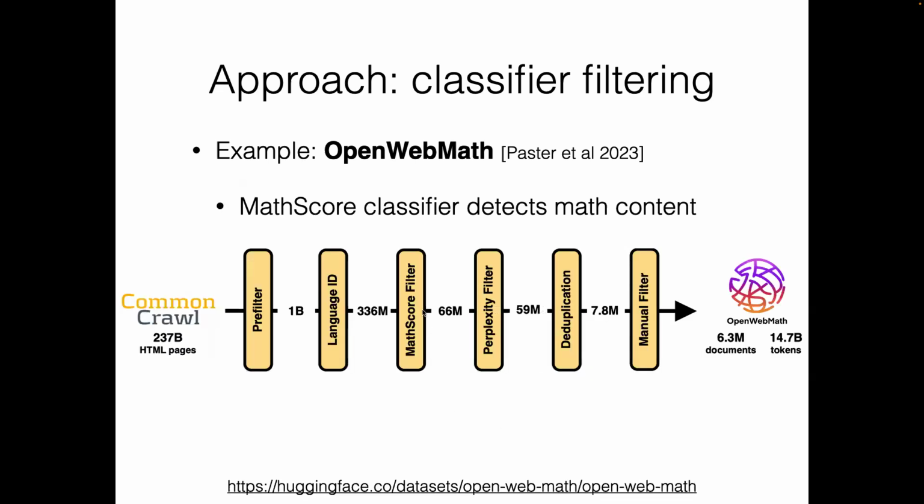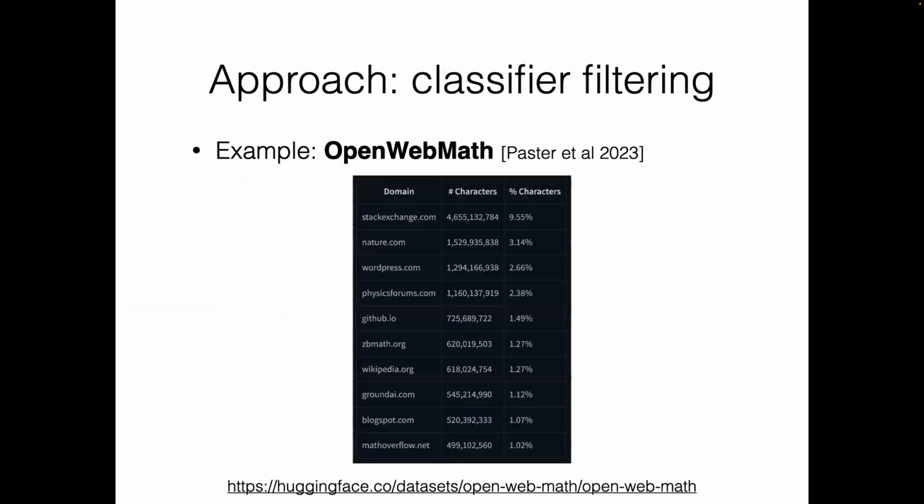Then they incorporate that into this pipeline, and they go from Common Crawl. You can see this math score filter is here, and it's reducing the number of pages that they have. They also have other filters like perplexity, and here's their deduplication. And then you end up with this corpus. Again, you can go look at it or use it. It's online, called OpenWebMath. It's kind of cool.